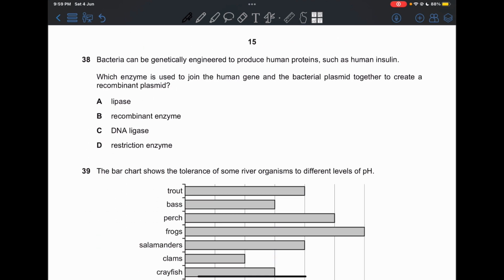38. Bacteria can be genetically engineered to produce human proteins such as human insulin. Which enzyme is used to join the human gene and the bacterial plasmid together to create a recombinant plasmid? Now we know that the restriction enzyme actually cuts out the human gene and opens the bacterial plasmid, but they don't join it together. What actually joins both the DNA and the bacterial plasmid is the DNA ligase, not lipase. Lipase is the enzyme that breaks down fat.